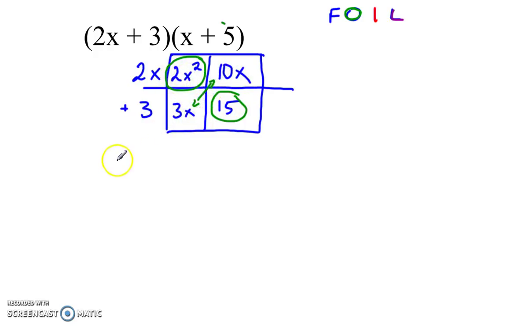So we can start with the top left term, 2x squared. Now, the diagonal ones, 3x and 10x, give me 13x, so plus 13x. And then the bottom right here is just 15. Now I have no more like terms, and it has resulted in a trinomial.